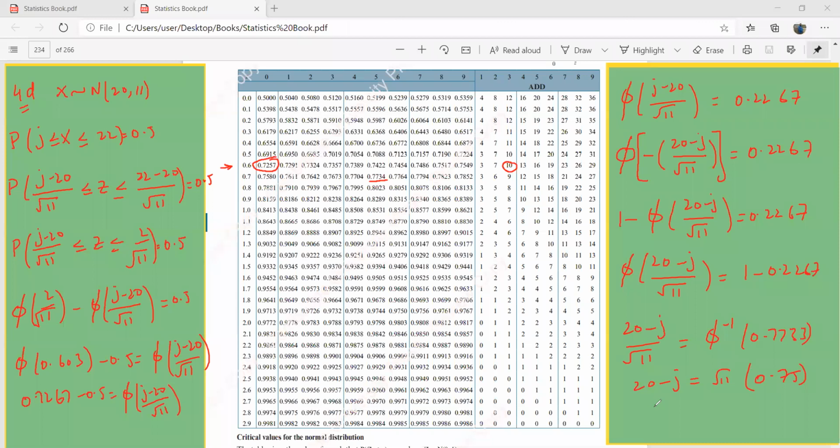So this one is going to be under root 11 times 0.75 gives me 2.487. So J is 20 minus 2.487. This is 20. Please check the answer. That is going to be 17.5. This J is 17.5. Finally, we got it.